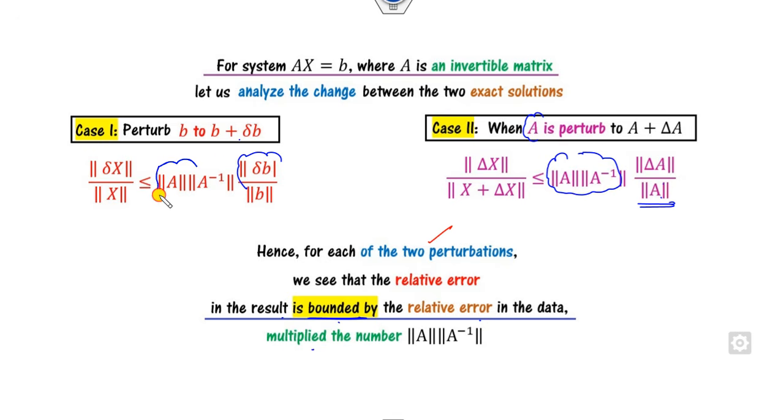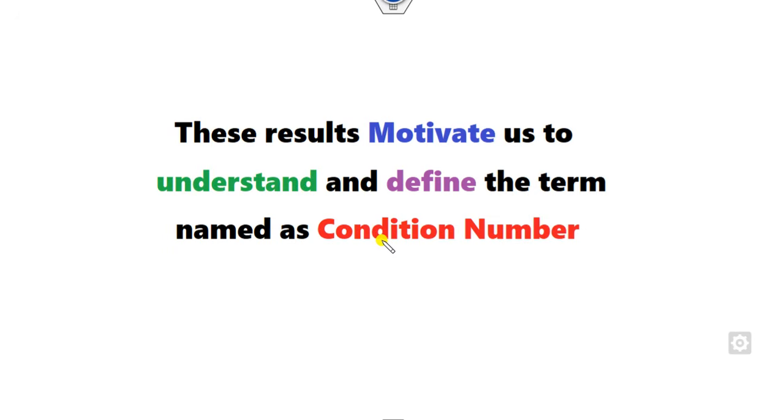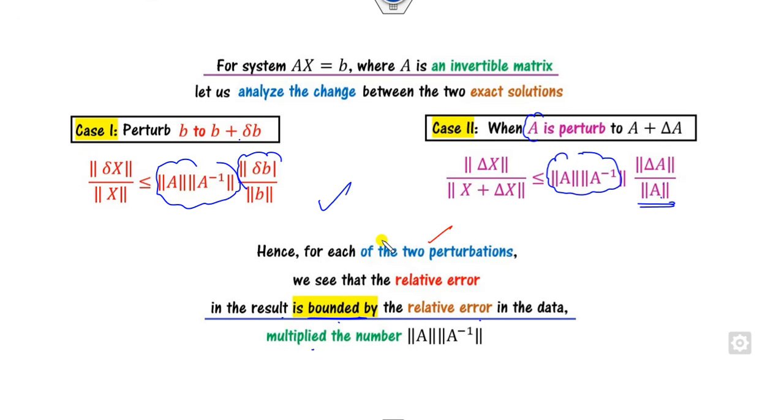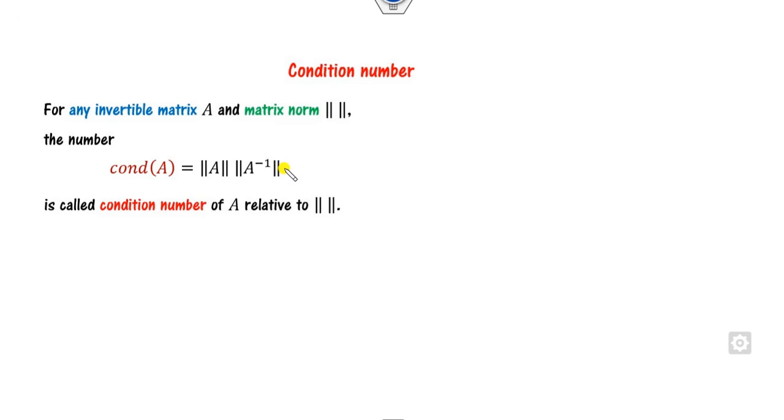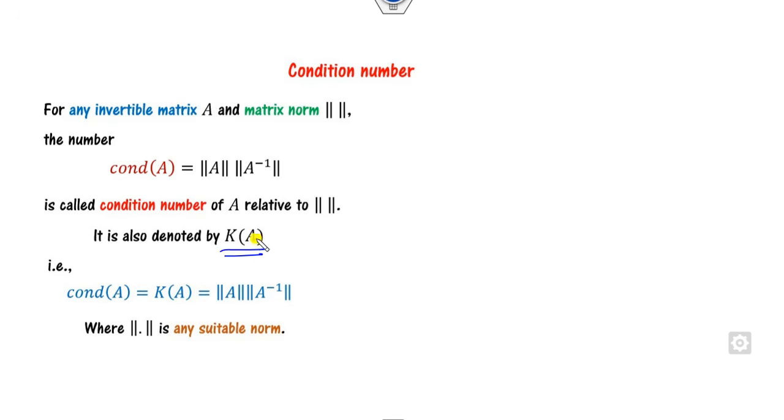You can see that both numbers are the same, and this result motivates us to define the number called the condition number. Basically the condition number is this number, which is common to both sides. If you have the invertible matrix A and any matrix norm here, then this quantity is called the condition number with respect to the norm. This condition number is also denoted by K of A. We can write like here.